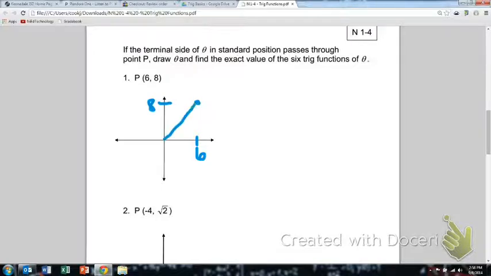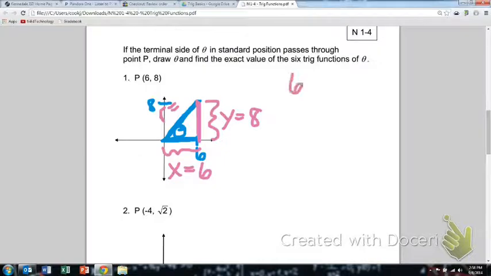So if we draw the terminal side going from the origin to that point, the initial side would be on the positive x-axis always. Then this is the angle that we're talking about in here. Right in here, this would be theta. So you can see from this drawing that we can make a little triangle here where this side is the x, so this would be 6. This side is the y, so this would be 8. And then this would be r, which we can get by doing the Pythagorean theorem.